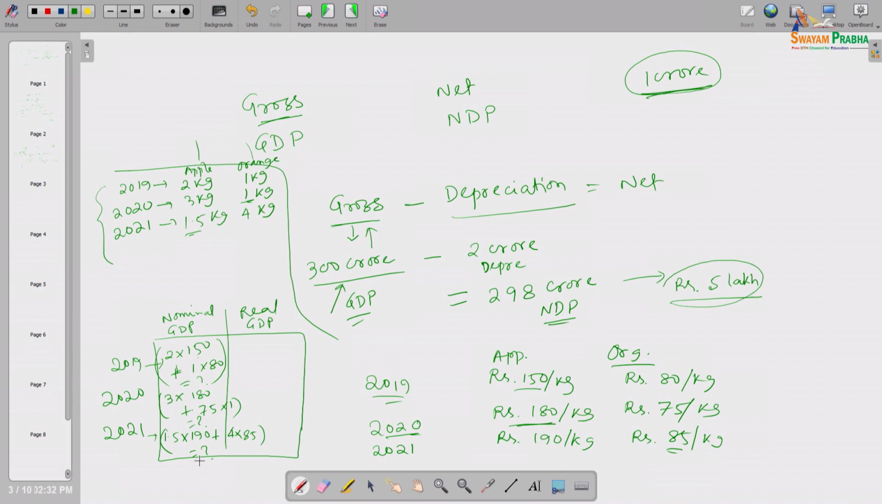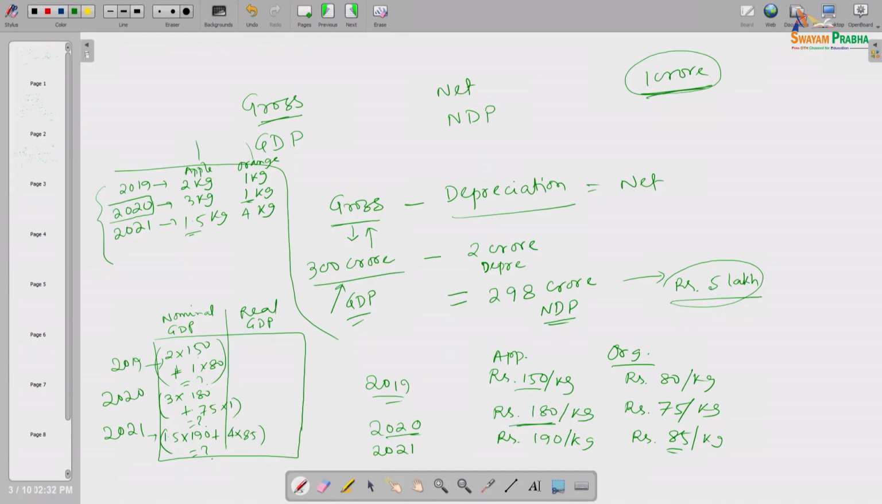Now, what is the real GDP of that country? When we talk about real GDP, we have to evaluate the entire consumption or production basket at constant price, the same price. So, when we talk about real, what is the base period or constant price? Suppose we are assuming that the constant price level is 2020. If that is the case, real GDP of 2019 of that country will be 2 into 180 plus 1 into 75.